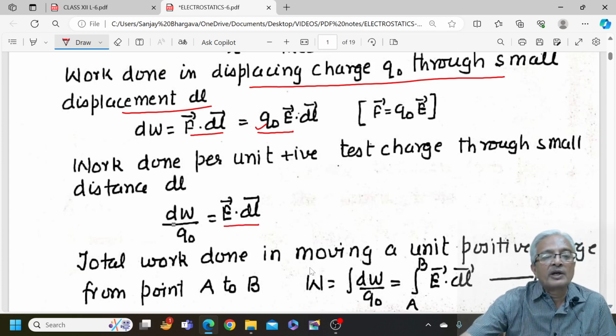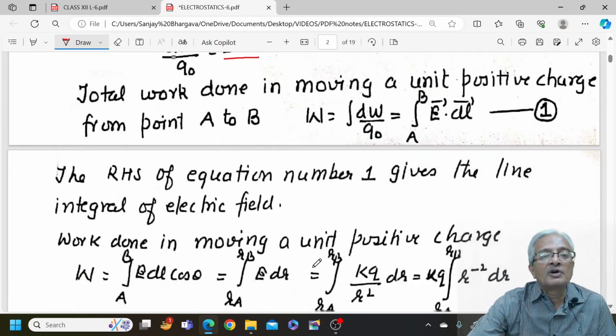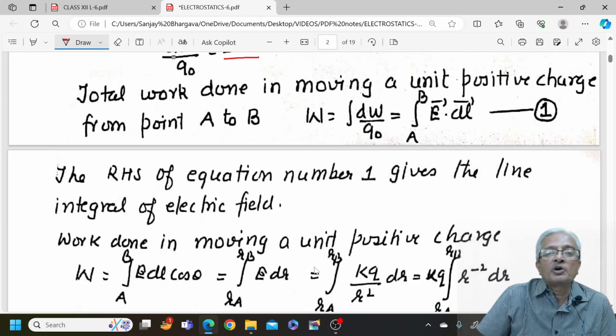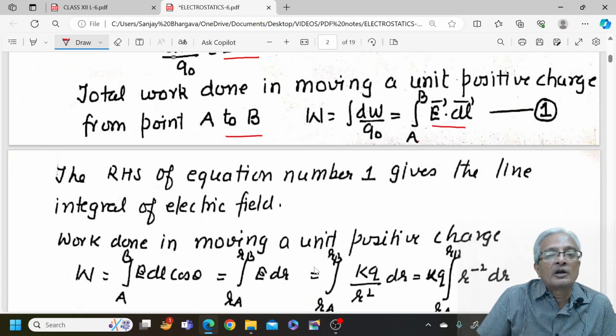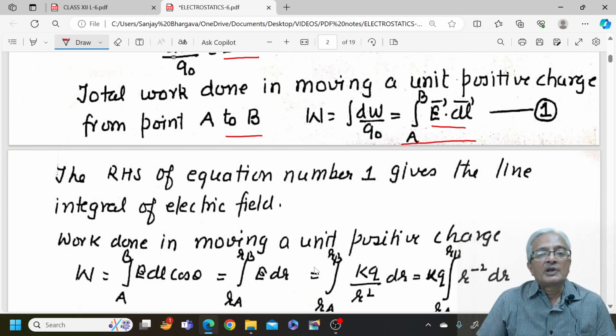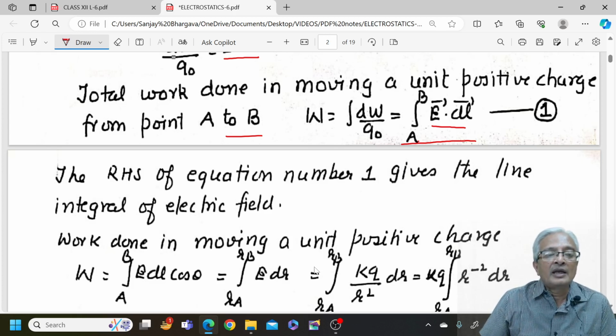Now I need to calculate what is the total work done in moving a unit positive charge from point A to B. The total work done would be given by integration dw upon q0, and the integration ranges from point A to B E dot dl. Now this part, that is integration A to B E dot dl, is called as line integration of electric field.